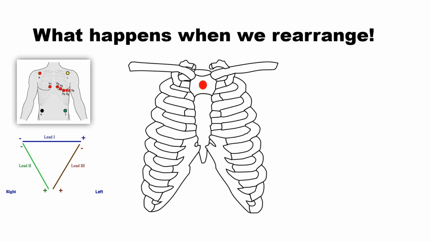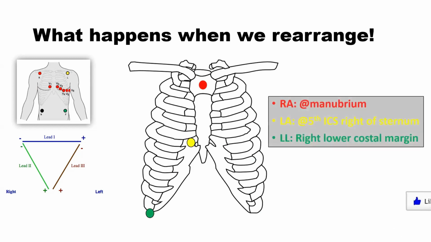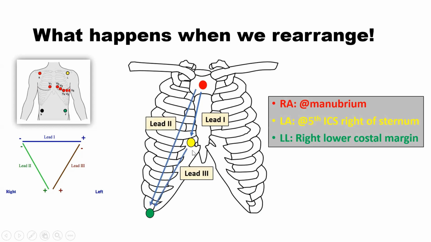Let's start by placing the right arm electrode on the manubrium, left arm electrode at the fifth intercostal space just right of the sternum, and the left leg electrode on the right lower costal margin. Now, since we have changed the points of standard limb leads, the direction of these leads also changes. Now, this becomes the new direction of lead 1, starting from the RA to the LA lead. This becomes lead 2, and this becomes lead 3.